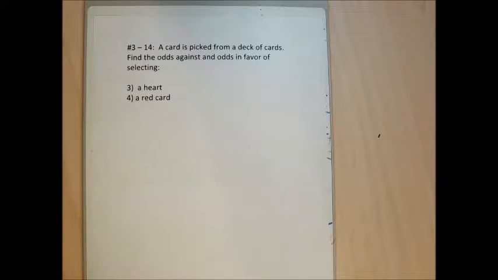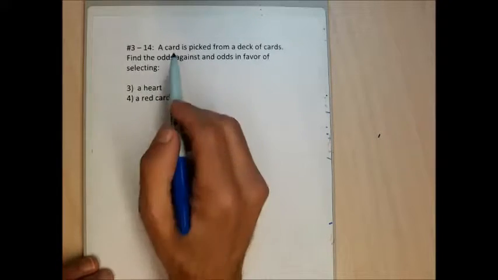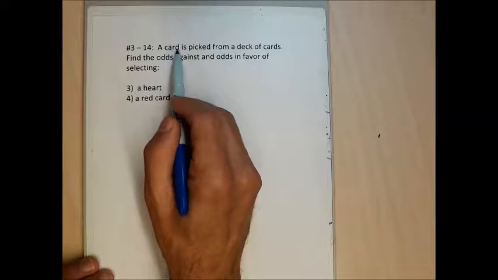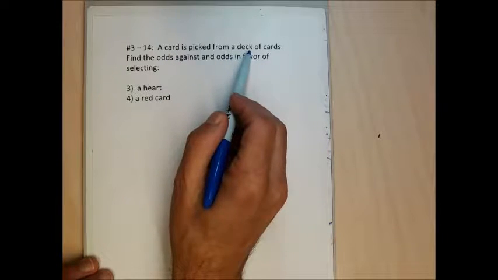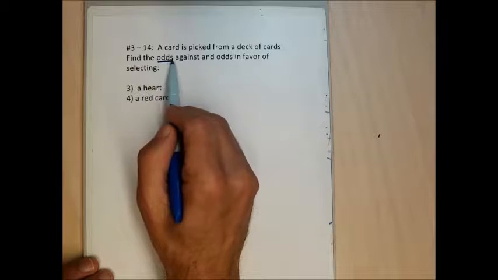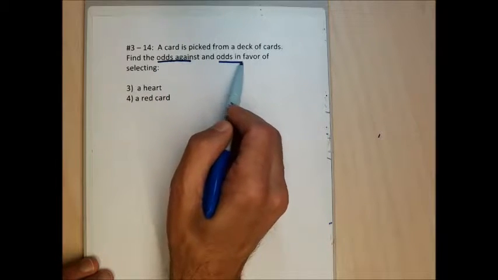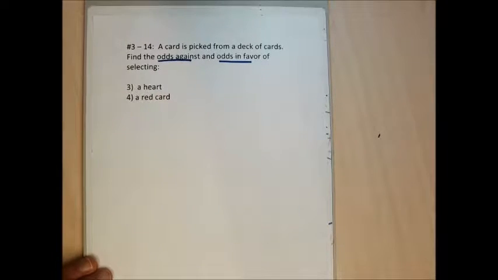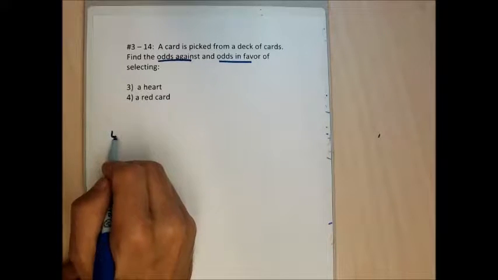So let's move on to 3 and 4. For problems 3 and 4, we're assuming one card is being picked from a deck of 52 cards. We need to find the odds against and the odds in favor of selecting whatever we're selecting. I'm going to do number 4.